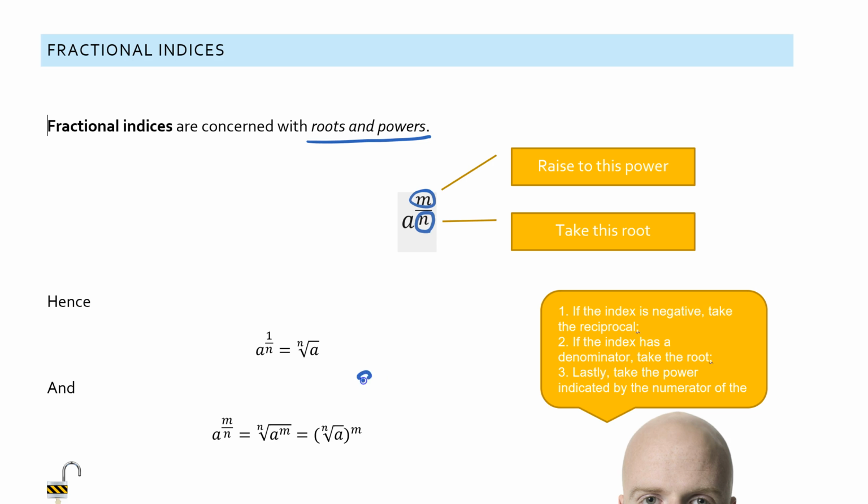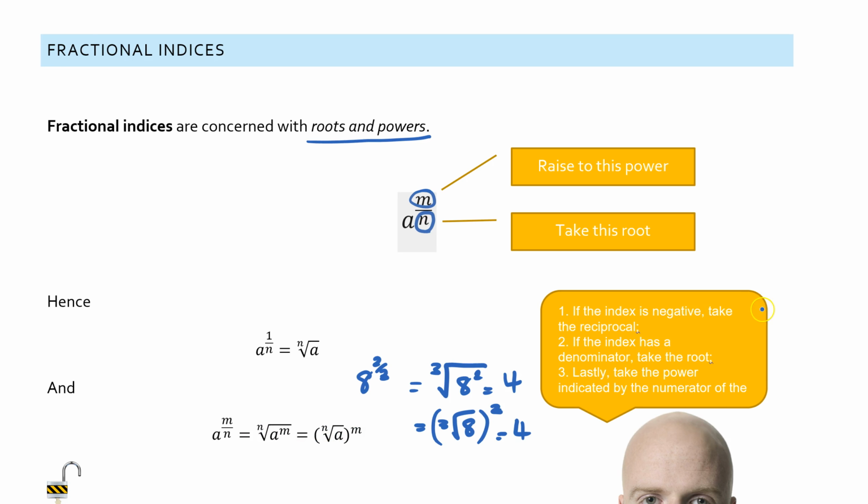So if we had, for example, 8 raised to the 2/3, then that means that we can either take the cube root of 8 squared, so 8 squared is 64, the cube root of 64 is 4, or we could say that it's equal to the cube root of 8, which we know is 2, raised to the power of 2. So 2 squared, of course, is also 4. So we have an alternate way of doing it.